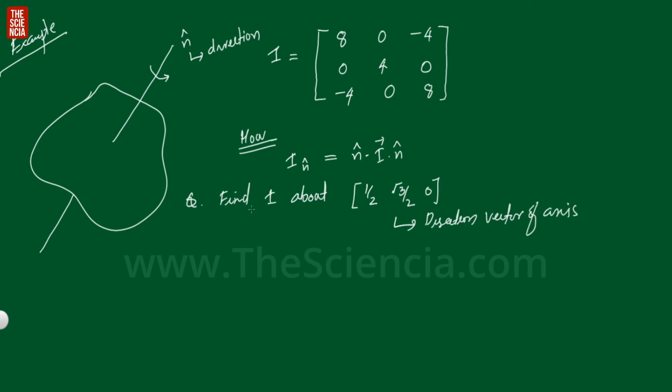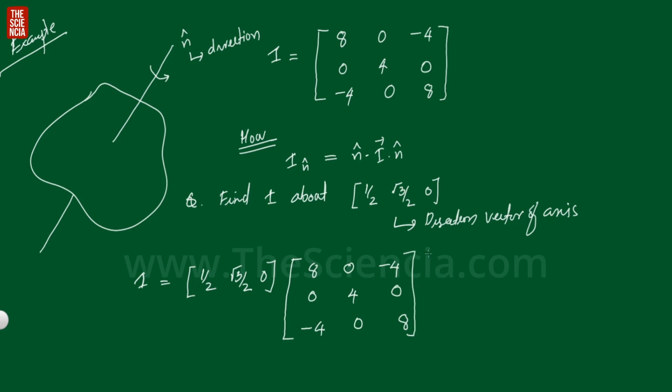Now I have to find out what is the moment of inertia of this body when it is rotating about this axis. How can we find out? That is I equal to n cap. N cap is 1 by 2, root 3 by 2, 0, into our tensor, that is 8, 0, -4, 0, 4, 0, -4, 0, 8, into 1 by 2, root 3 by 2, 0.